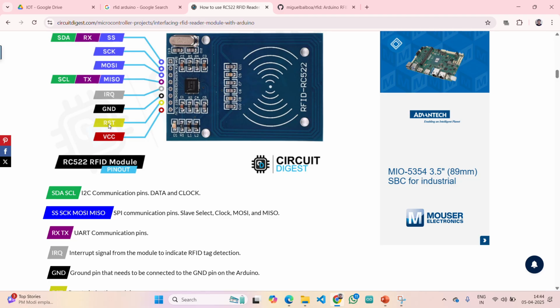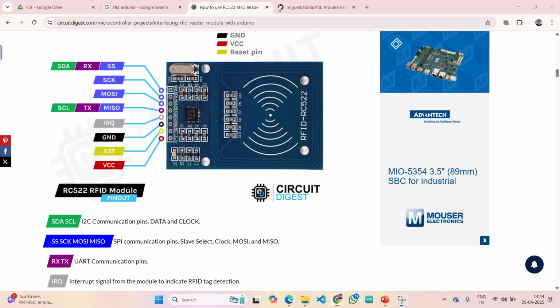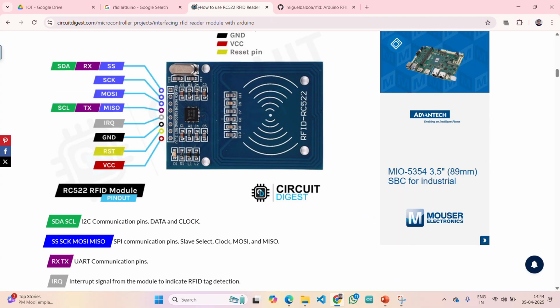RST is nothing but a reset pin, and we are going to give that one to one of the digital pins. Before going to that, one thing I forgot to mention, we are going to use a GitHub link for this. Miguel Balboa, that is the GitHub link we are going to use. I will explain it while we are working with the project.